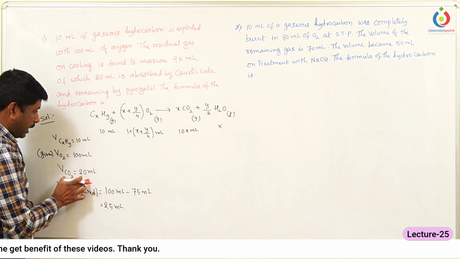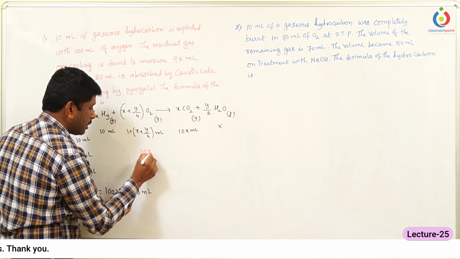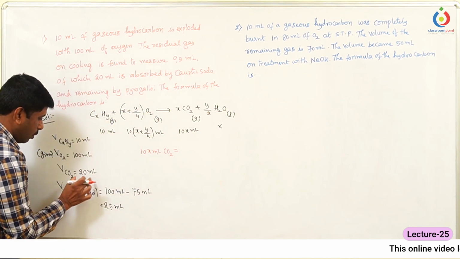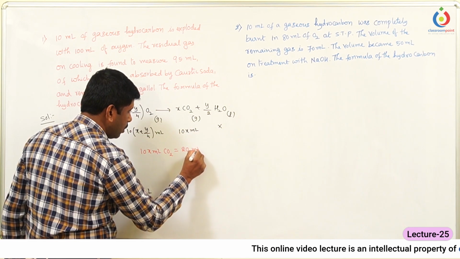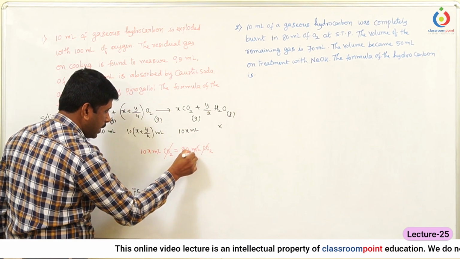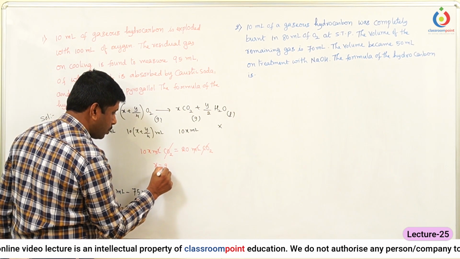Regarding the carbon dioxide, 10x ml of carbon dioxide should be produced, but here 20 ml of carbon dioxide is produced. So the milliliters of carbon dioxide cancel out. 10x equals 20, x equals 2.